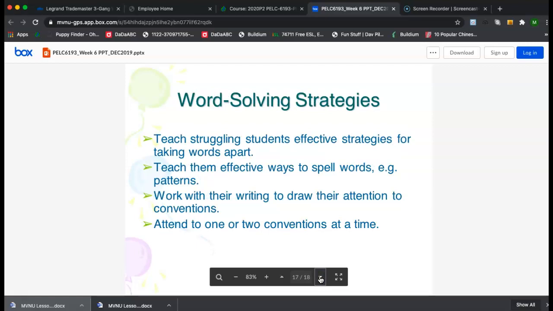Word-solving strategies. Children don't automatically know how to take words apart. So with all children, we need to teach them how to do that, especially those that are struggling readers. Teach them effective ways to spell words, looking at patterns in words, not giving them a list of 15 words to memorize for a spelling test on Friday.